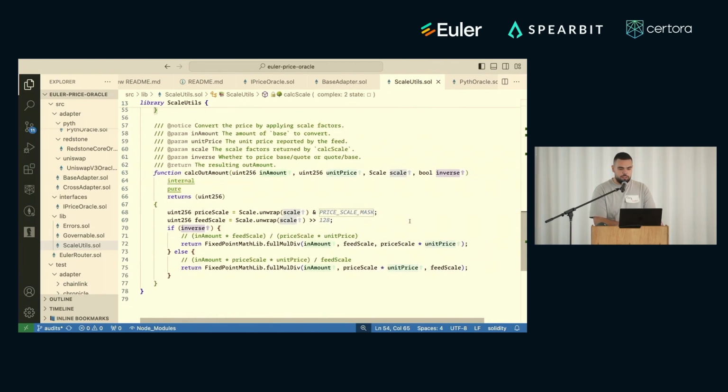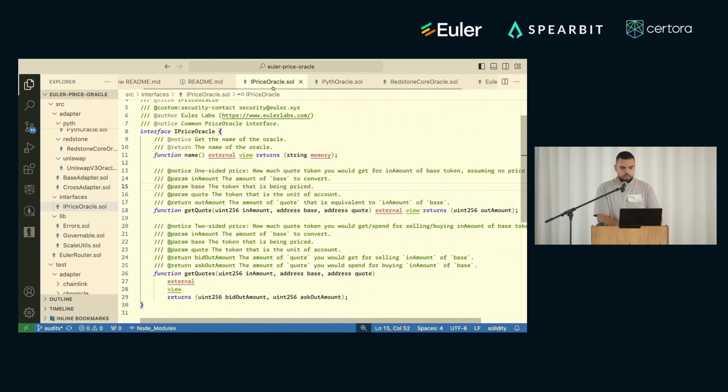And then when you're actually getting a quote, right, they use this method for convenience to convert unit price to a quote according to the scale. And we also support the inverse direction. So like if the feed is ETH USD, you can also price USD to ETH. And this is this case. And so, yeah, this is it for the infrastructure behind the adapters.